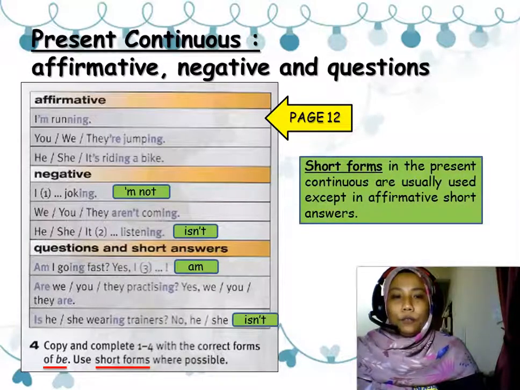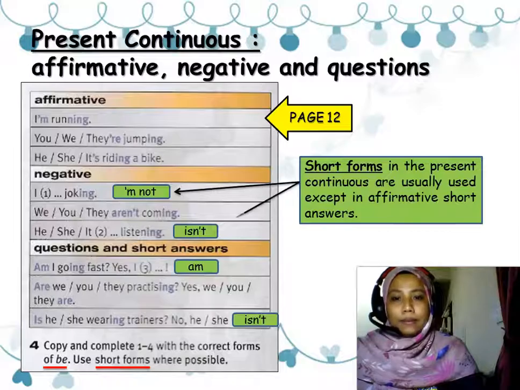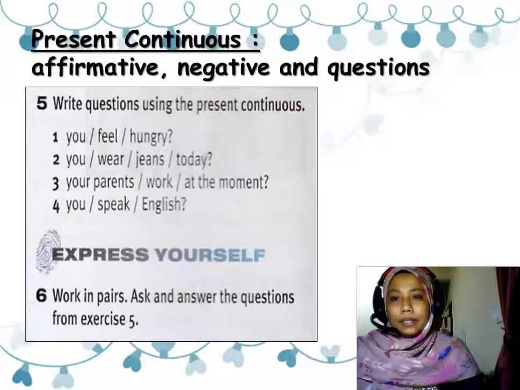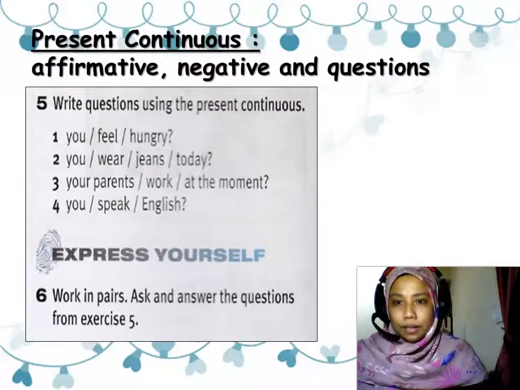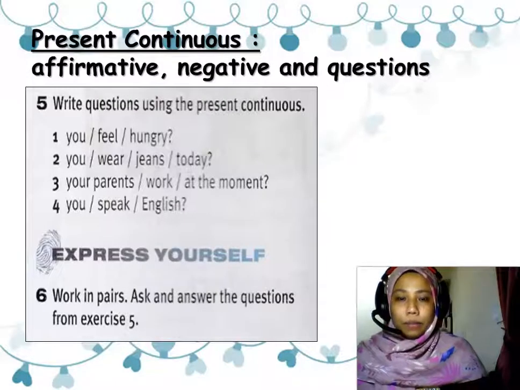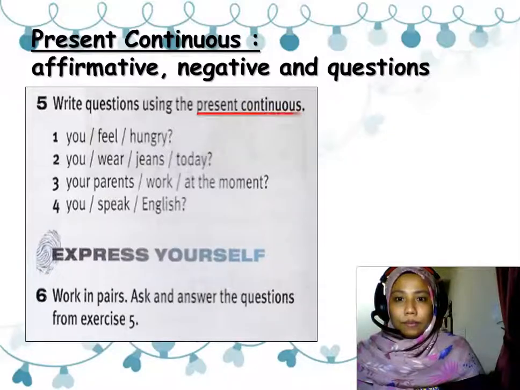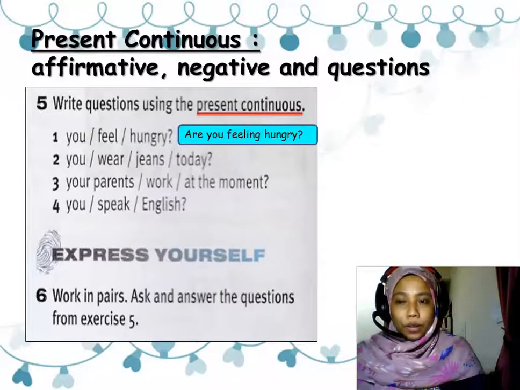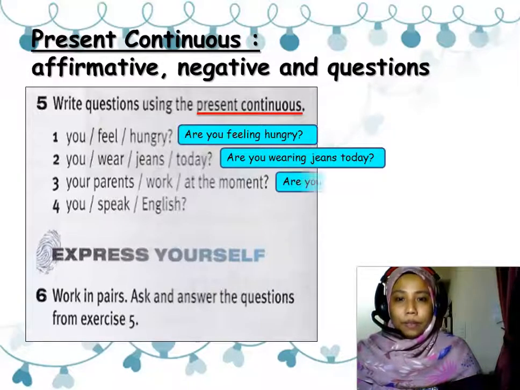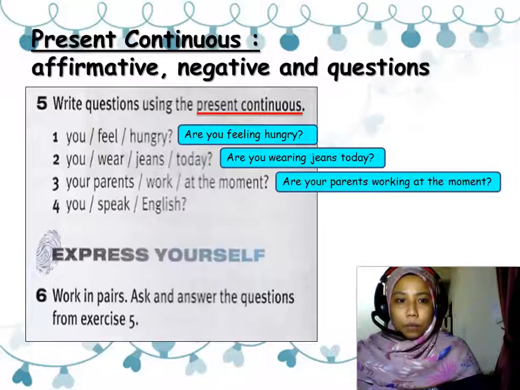Short forms in the present continuous are usually used except in affirmative short answers, as shown on your screen here. Next, let's move to practice 5 and 6 in present continuous. Write questions using the present continuous. Are you feeling hungry? Are you wearing jeans today? Are your parents working at the moment? Are you speaking English?